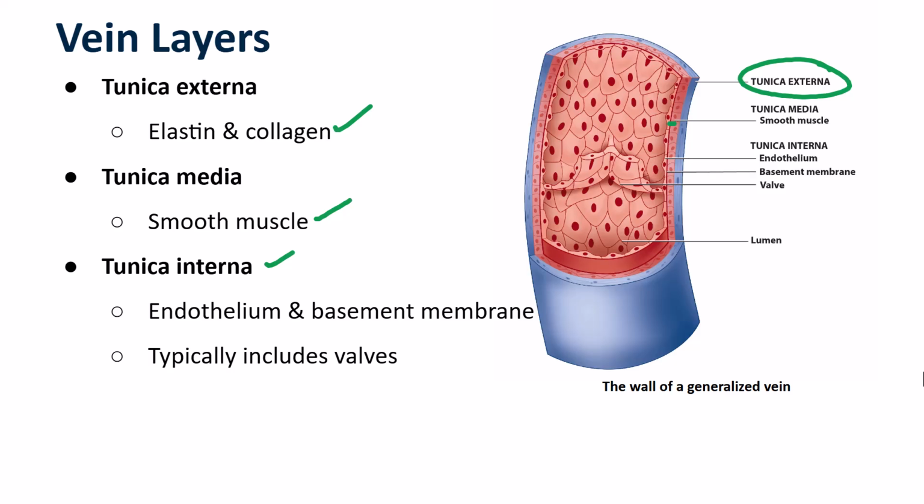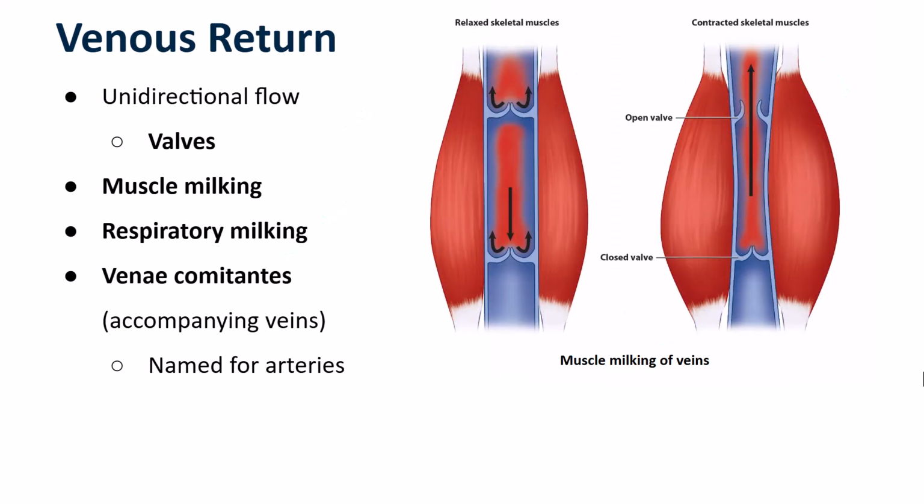the endothelial layer and the supporting basement membrane, but sometimes that endothelial layer forms valvular structures, and these valves are a novelty which encourages the unidirectional flow of blood. So if blood starts to flow backwards, those valves can trap it and prevent it from retrograde flow. So venous flow is typically unidirectional. Not all veins have valves, but many do.